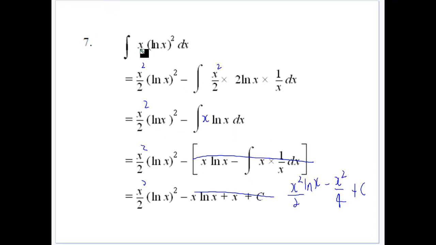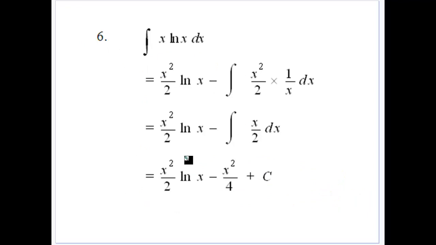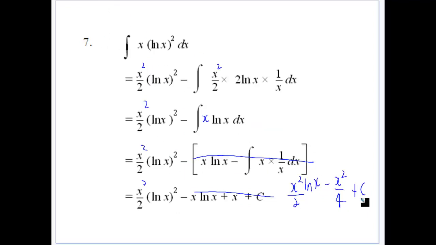This one we've got x times the natural log of x all squared. Well, again, we have to take x as our first, which gives us x squared on 2. Leave the second. Minus the integral of the first times the derivative of the second, which would be a chain rule on this one. So 2 natural log of x times 1 on x, which comes down to the integral of x log x, which, well, that's what we just proved there. So that's why we can use that straight into that part there.